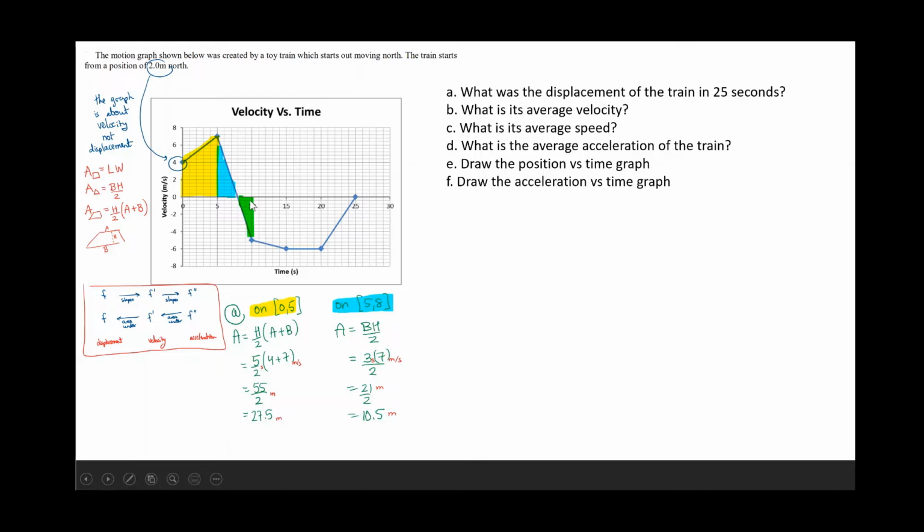Moving on to the next region. This region is under the x-axis, but we can still evaluate its area. On 8 to 10, base times height over 2, because this is still a triangle, we get -5. Let's talk about this negative. If the question asked for the total distance traveled, you would discard that negative. But because it's asking for displacement, which has direction as well as magnitude, you have to keep the direction: instead of north, it's now going south.